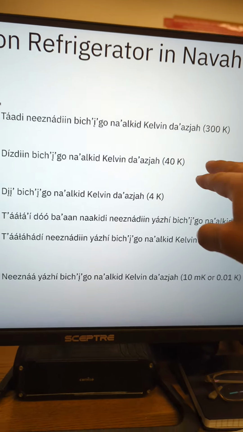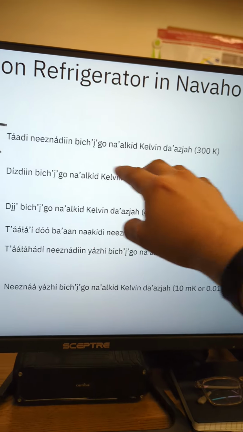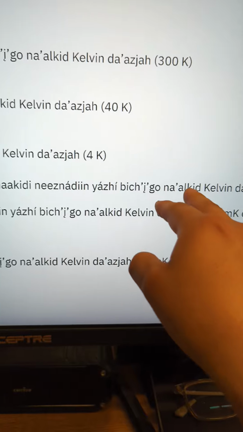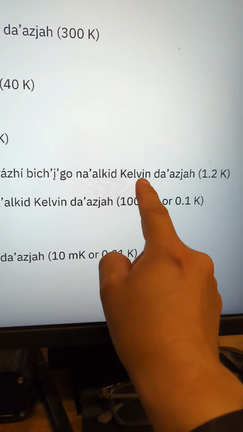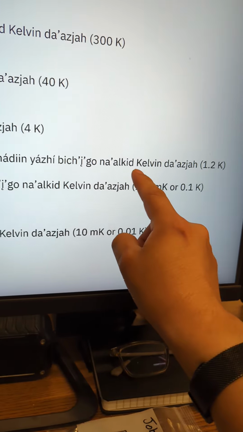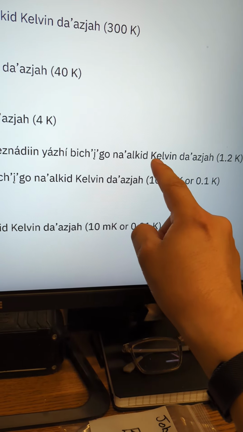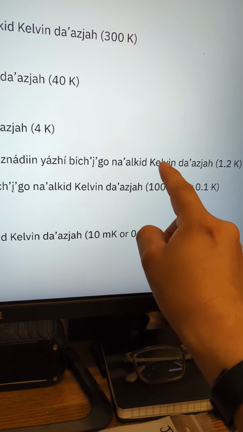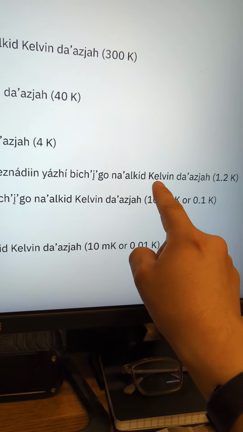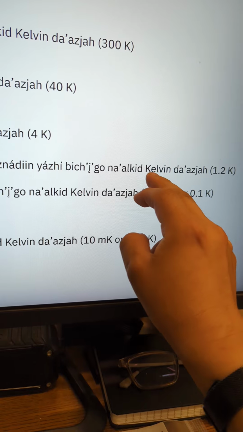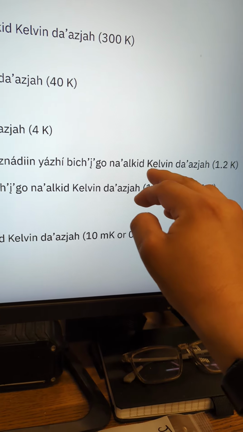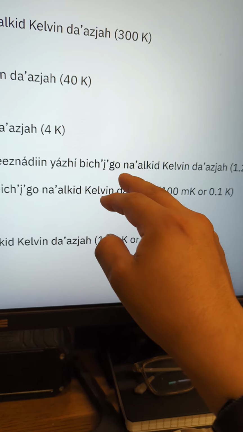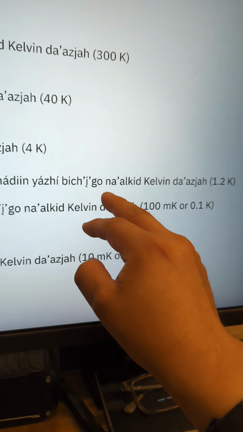And then these are the temperature stages. These are just descriptions I made of the temperature in Navajo. And you will notice that the term Kelvin is in here. In Navajo, we keep the name of the person original. We don't change the person's name. Kelvin is named after this guy named Lord Kelvin. Because his name was adopted for this temperature, we keep it original. There you go.